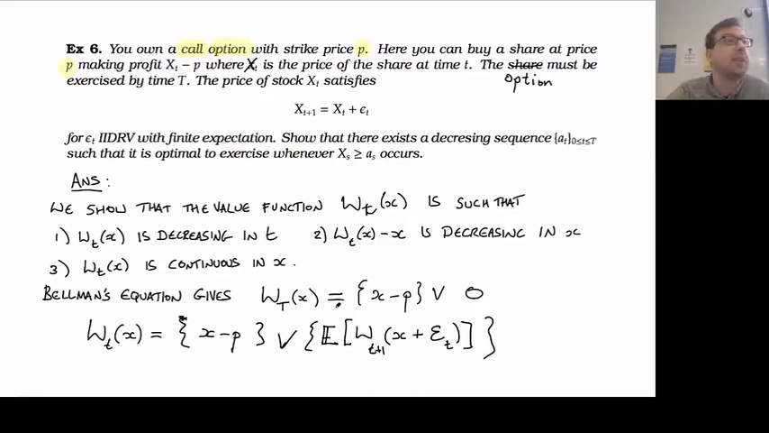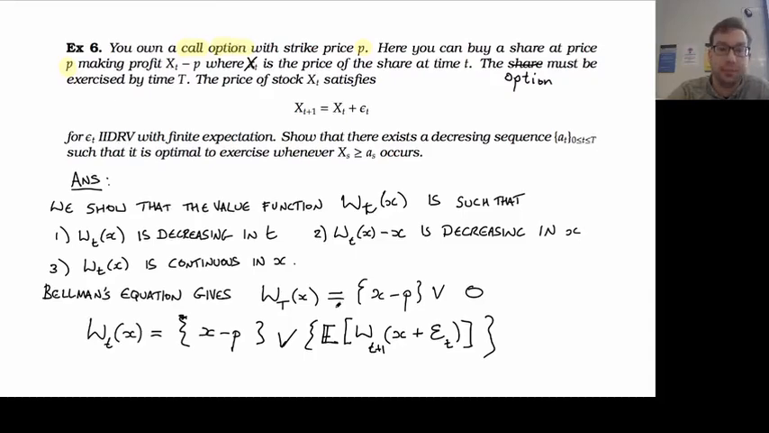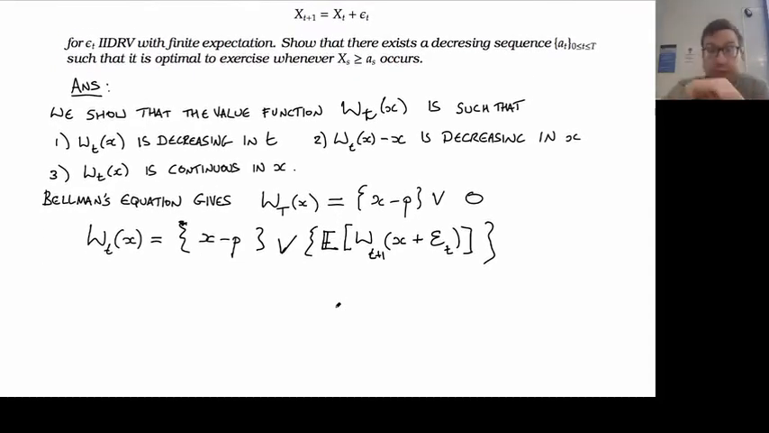Now let's think about these different properties. So first one, I don't really need Bellman's equation for this one. Let's think about Wt and Wt plus 1. We're going to ask the question, is Wt decreasing in t? So we've got Wt of x, which optimizes over capital T minus t rounds.